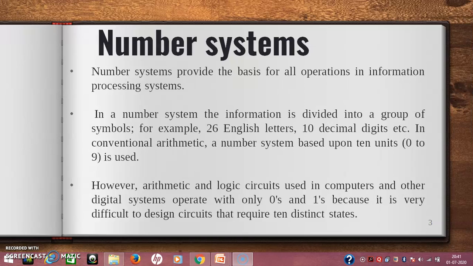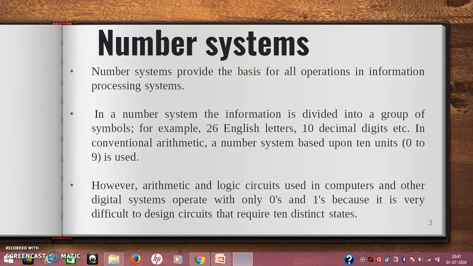What do we mean by number system? Number system provides the basis for all operations in information processing system. For example, we have 26 English letters, 10 decimal digits. In conventional arithmetic, a number system based upon 10 units, that is from 0 to 9, is being used.